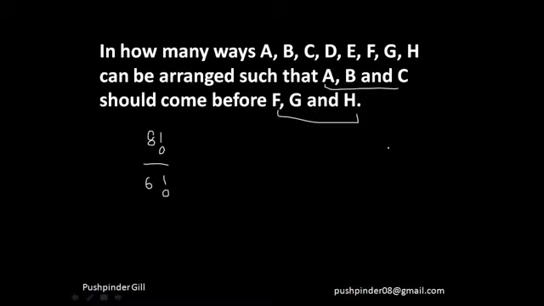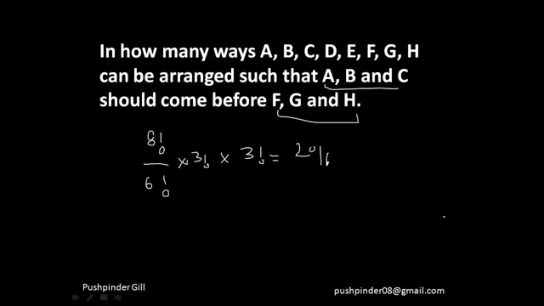However, I can't assume ABC to be identical and FGH to be identical among themselves. So ABC can arrange themselves in 3 factorial ways and FGH can arrange themselves in 3 factorial ways. So that will give me my answer as 2016 ways. It's easy, isn't it? Let me just take a quick recap. In how many ways can these 8 letters be arranged such that ABC should come before FGH?